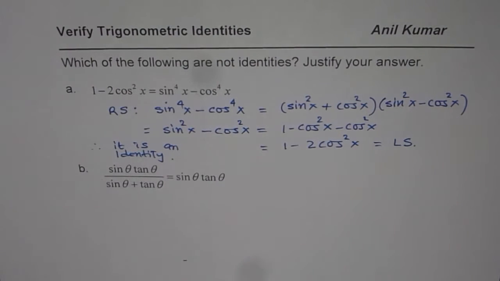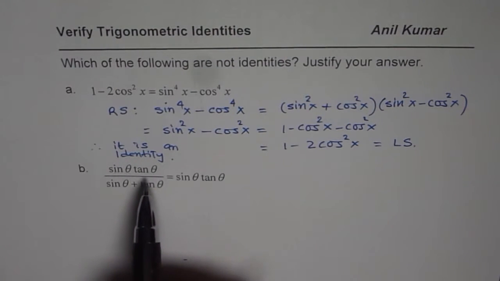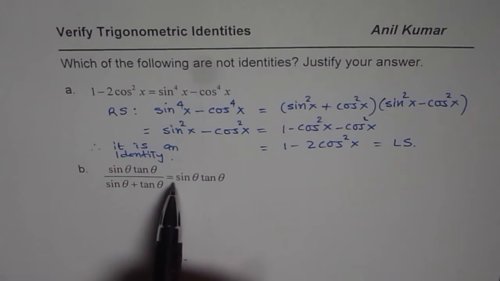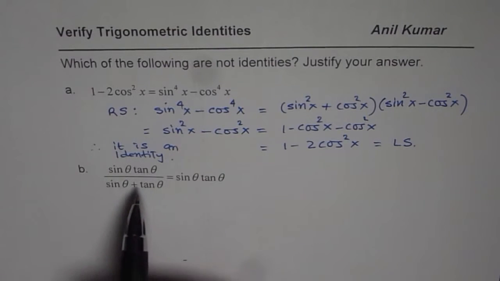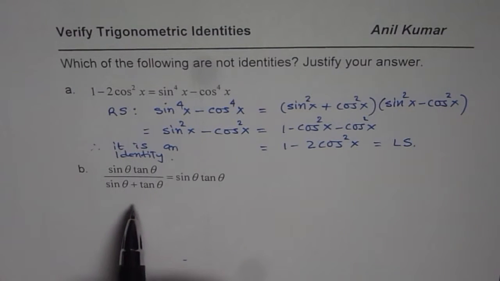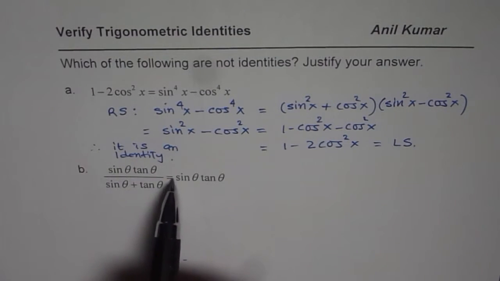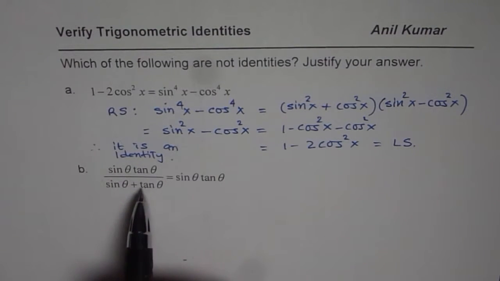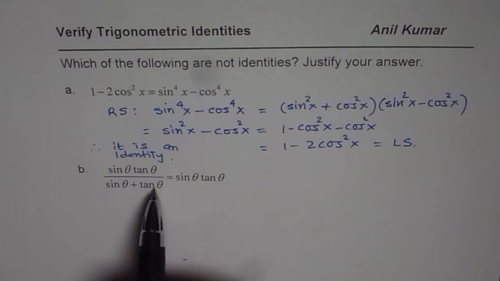Now let's look into the second equation. What we notice here is sine theta tan theta divided by sine theta plus tan theta equals sine theta times tan theta. This is what we are given. This is a trigonometric equation with an equal to sign in between. Now it seems that it is not an identity, simply because the left side equals the right side only if, for all values of theta, sine theta plus tan theta is 1. Only then it becomes an identity, otherwise not.